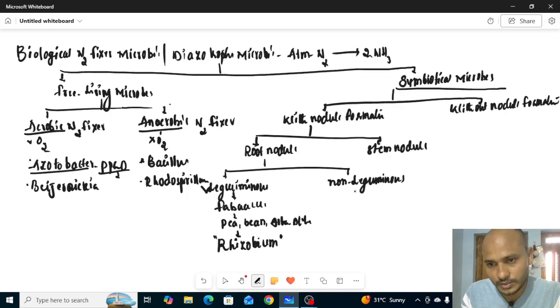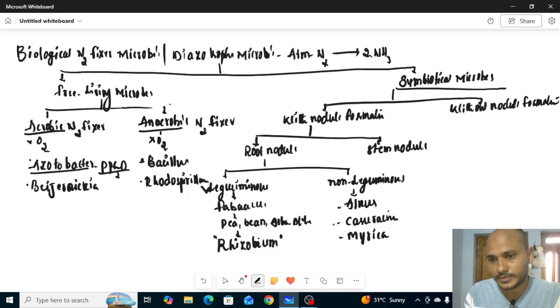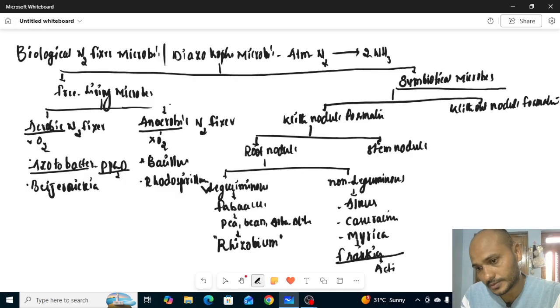Now coming to non-leguminous plants. Example plants are Alnus, and Casuarina, very important plant, and Myrica plant. These plants are generally non-leguminous plants. In these plants there is one microbe which forms nodules in roots. The microbe is Frankia. So Frankia is a microorganism that belongs to the actinomycetes group.